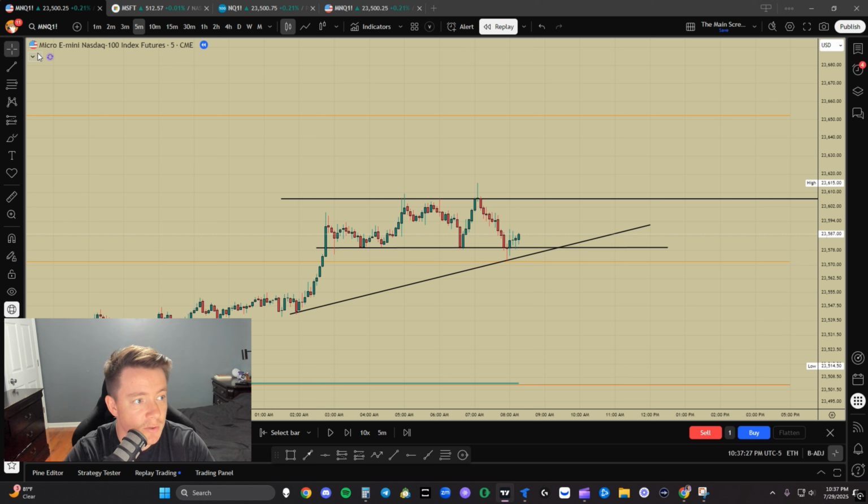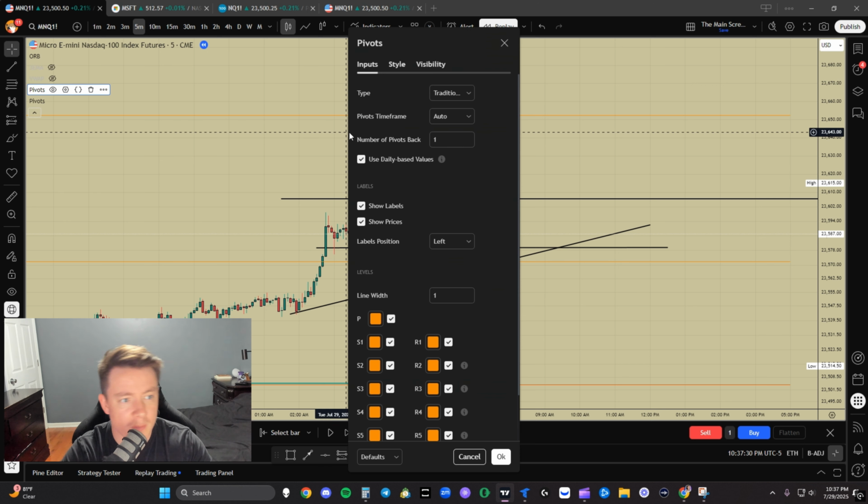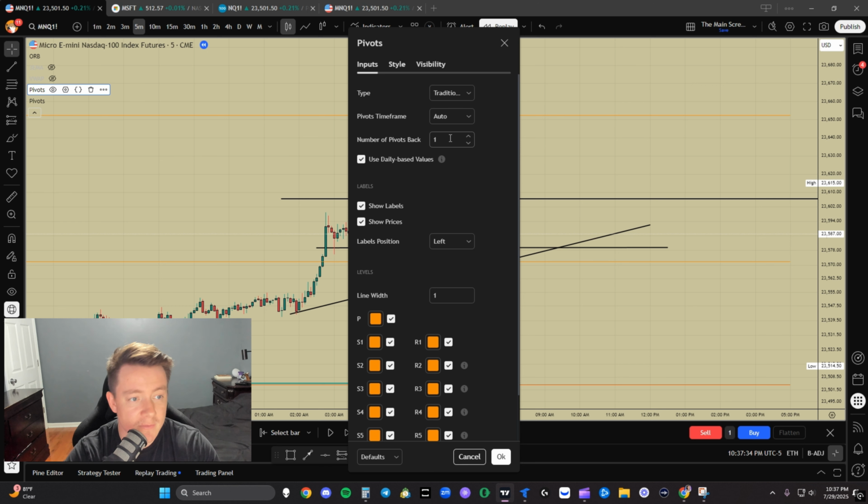And then I'll go ahead and show you all of my settings for that too. I just use traditional auto, and then my number of pivots back. This is daily. So you can have this go back 10 days and it'll just keep showing you on the screen.